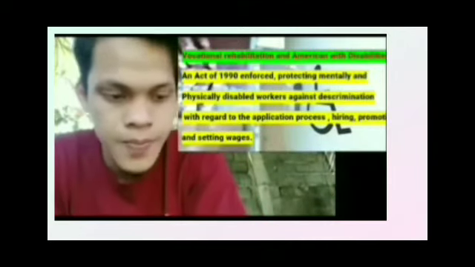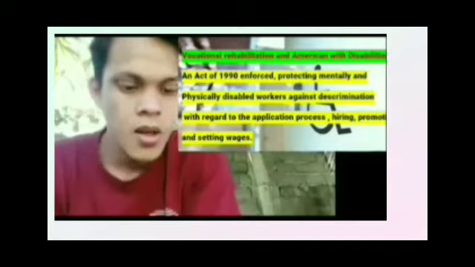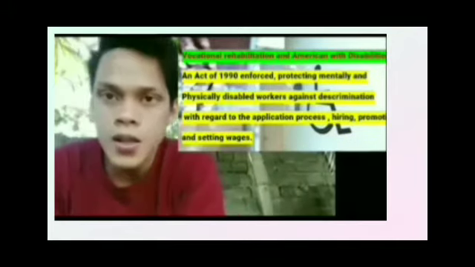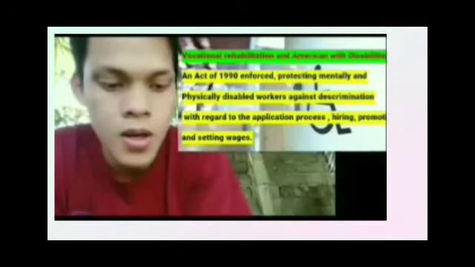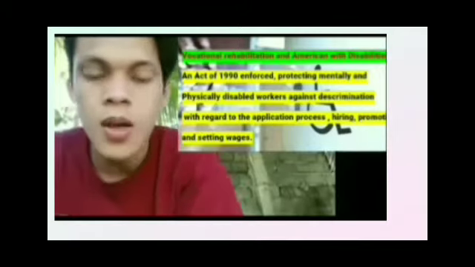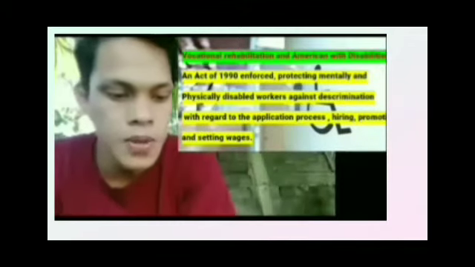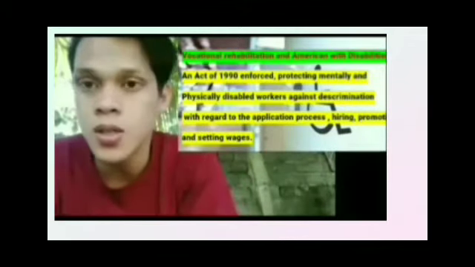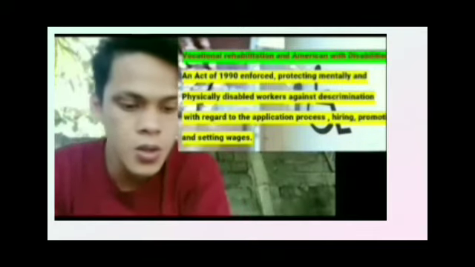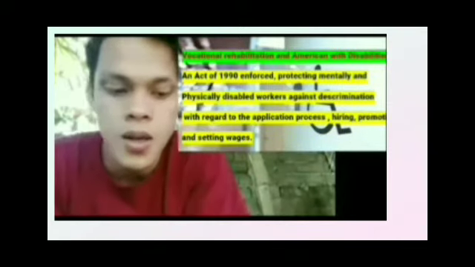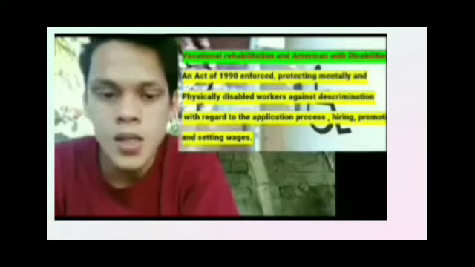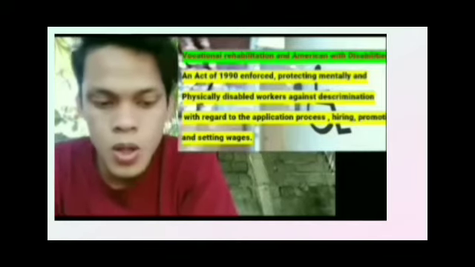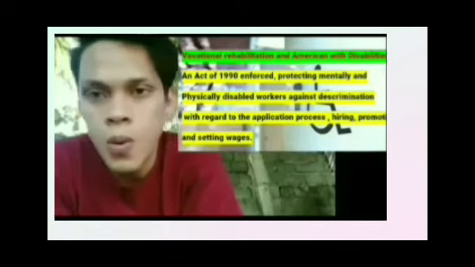The next one is the Vocational Rehabilitation and Americans with Disabilities Act. An act of 1990, which is in force, protecting mentally and physically disabled workers against discrimination with regard to the application process, hiring, promoting, and setting of wages.